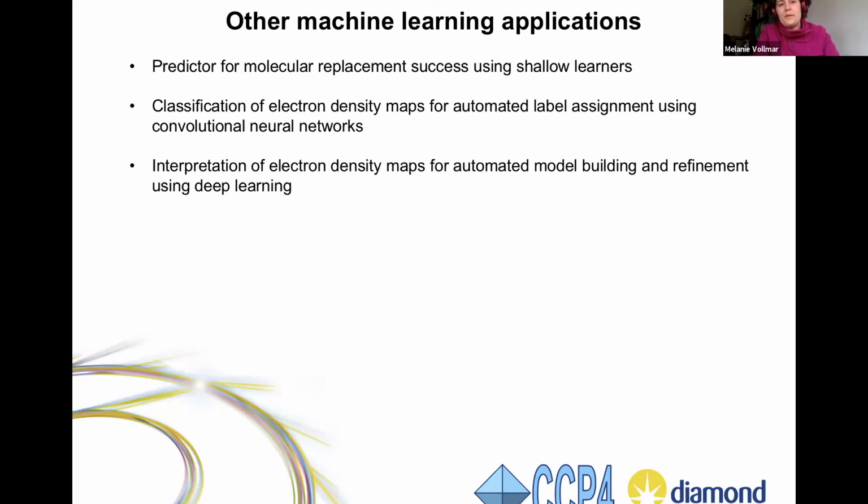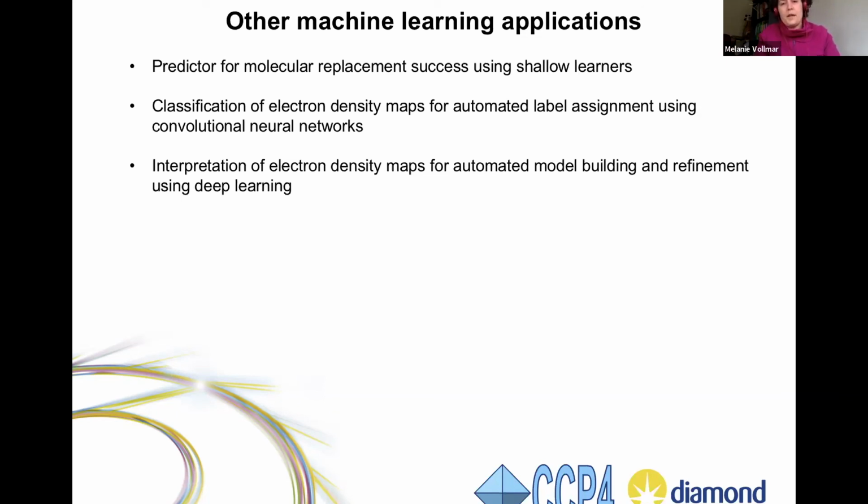and then feeding that back as a label for my prediction system. And then, in collaboration with people at the LMB in Cambridge, we have been working over the last year on a project to interpret electron density maps, in the long run to go away from our current way of doing model building and refinement, using a deep learning based system, and hopefully being a bit more clever about how we do model building and refinement.